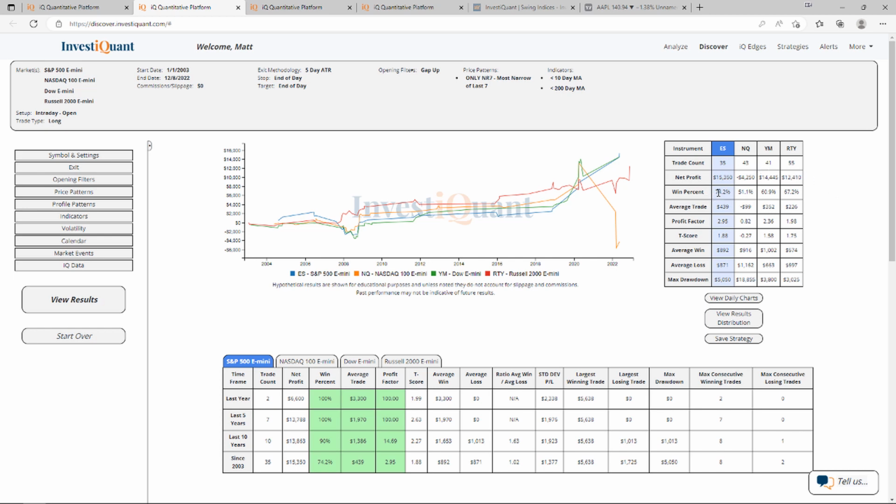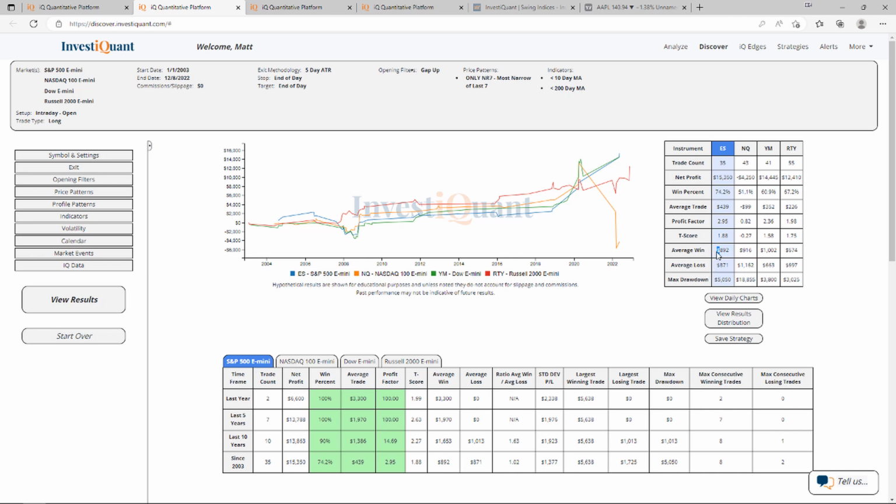Win rates on these are coming in mostly favored. S&P, 74% of these have closed above the opening print. Following that, for the NASDAQ, it's 51%. The Dow's coming in at 61%. The Russell, 67%.